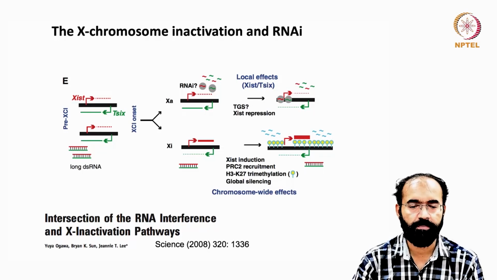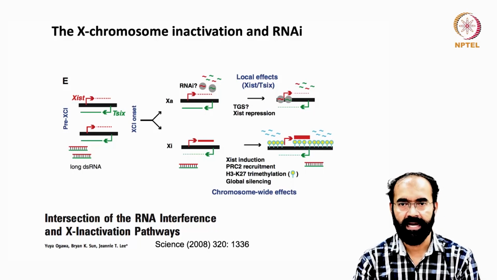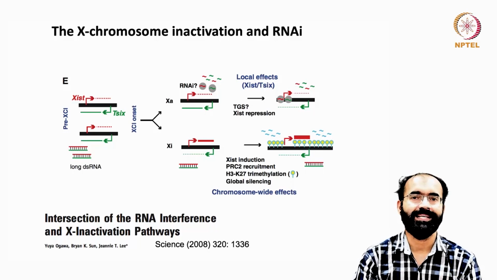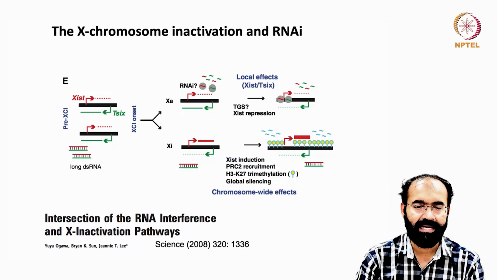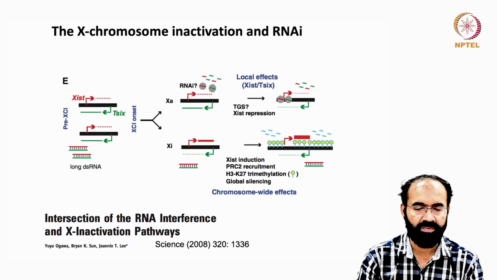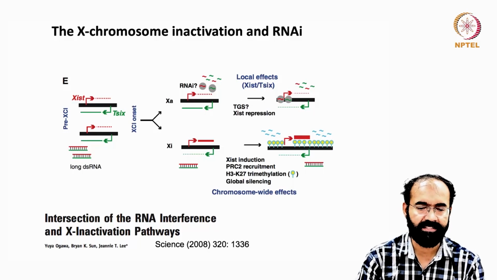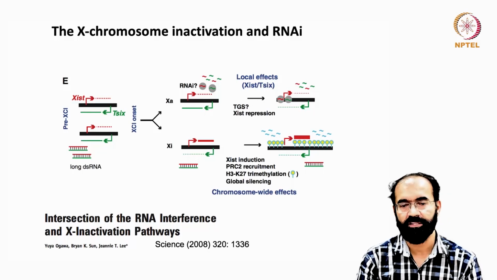So we were here in the previous class on X chromosome inactivation and what its take on RNAi is. We know Tsix and Xist follow exactly the principle of RNA interference, and let us dissect it out. These details are taken from a paper published in Science, on the intersection of RNA interference and X-inactivation pathways.